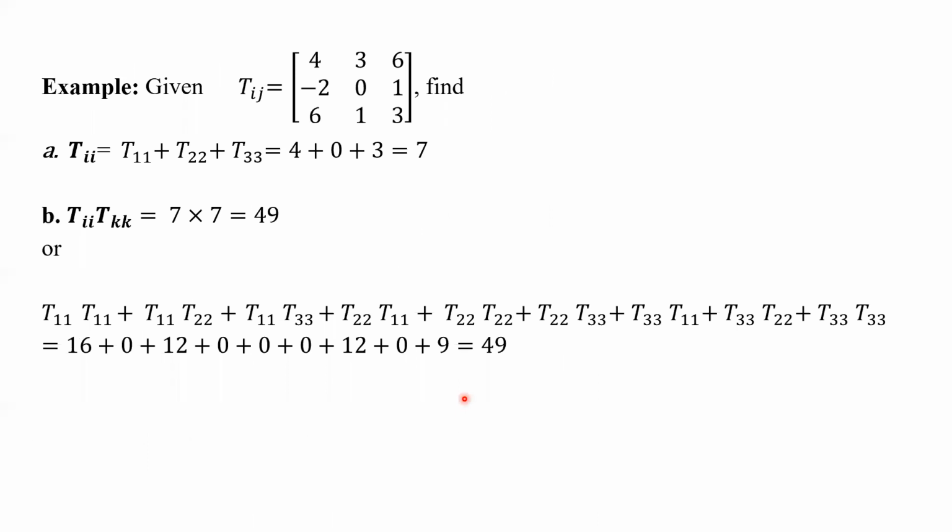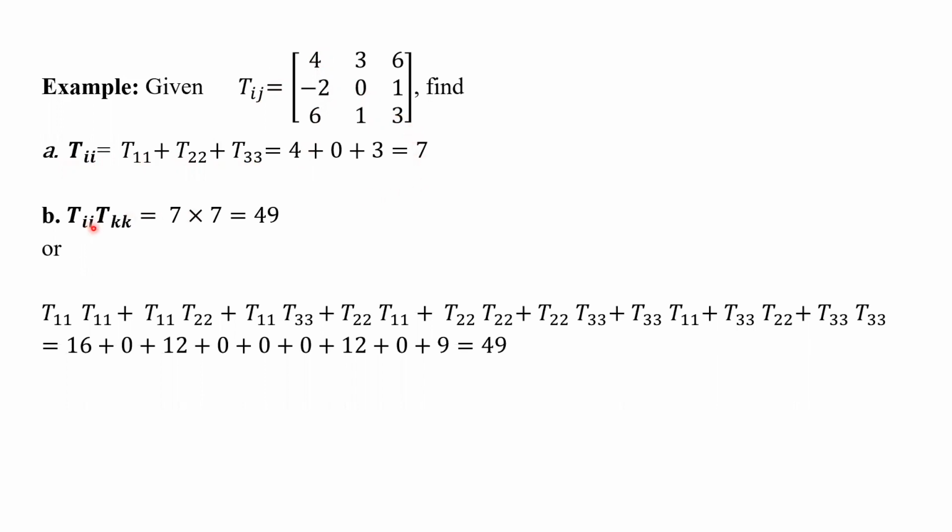So let's look at a numerical example as well. Here, we have a second order tensor given in terms of a matrix, and we want to find T ii. i, the dummy index, is repeated, so that means summation. T11 plus T22 plus T33. What is T11? The first row, first column is 4. Then the second row, second column, 0. Third row, third column, 3. So that would be 7.